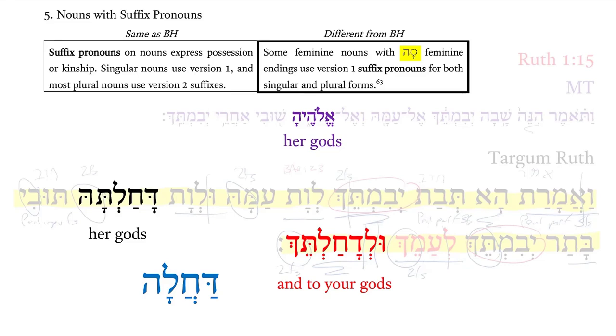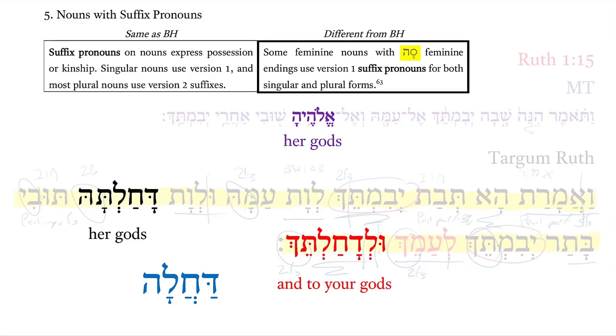So, of course, this is a different dialect, but look to the right. Some feminine nouns with qamets hey feminine endings use virgin one suffix pronouns for both singular and plural forms. Basically, you don't have a yod for some of these qamets hey nouns to determine whether you have a plural or a singular noun. So how are you going to figure it out?